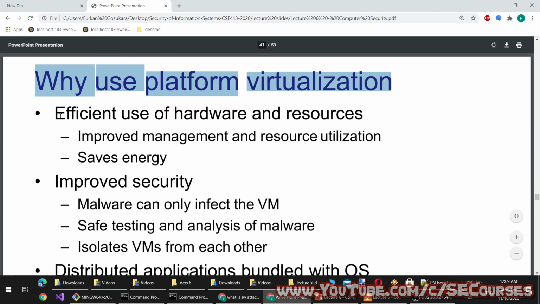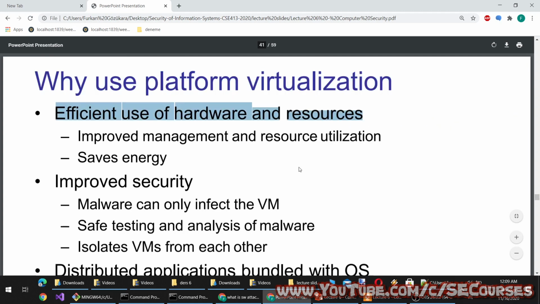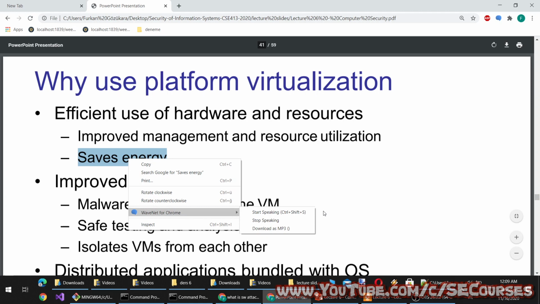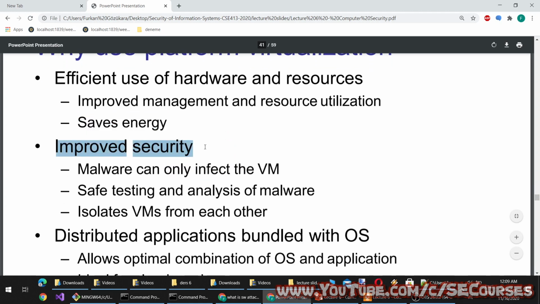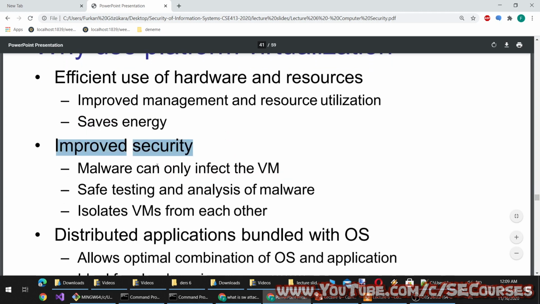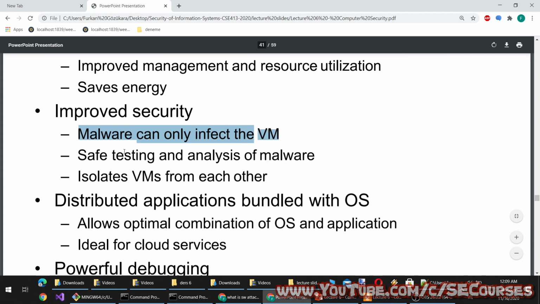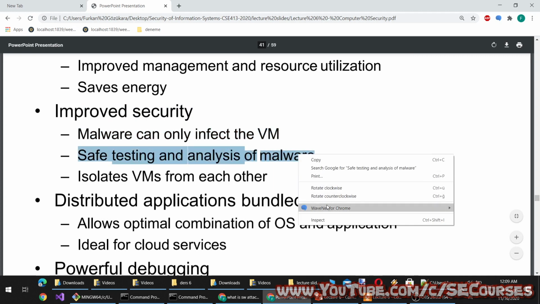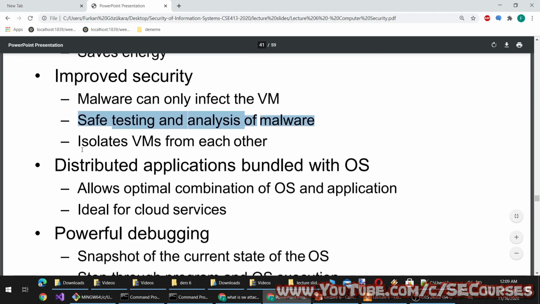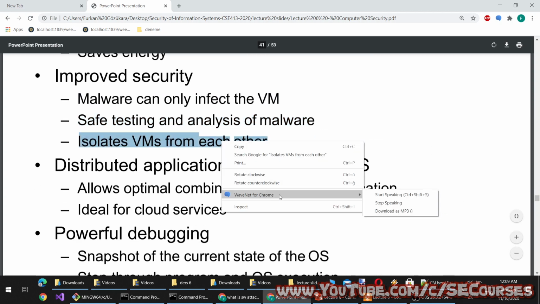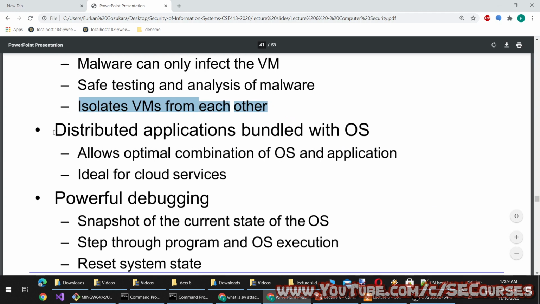Why use platform virtualization? Efficient use of hardware and resources. Improved management and resource utilization. Saves energy. Improved security. Malware can only infect the VM. Safe testing and analysis of malware. Isolates VMs from each other.